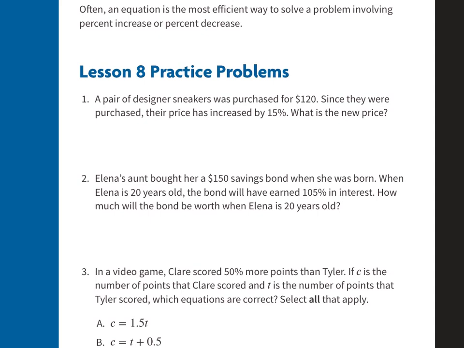So, number 1, a pair of sneakers was purchased for $120. Since they were purchased, their price has increased by 15%. What is the new price? So remember, we start with 100%. 100% is the original price, 120. So we're going to go 100% plus 15 more percent is 115%, and then just multiply that by 120.